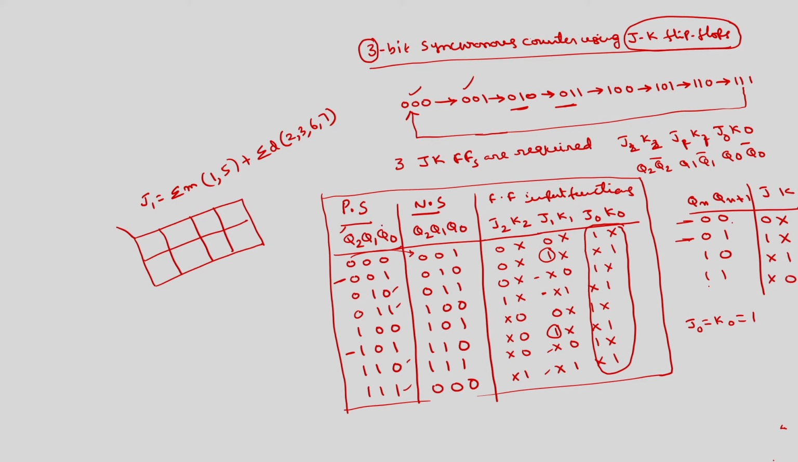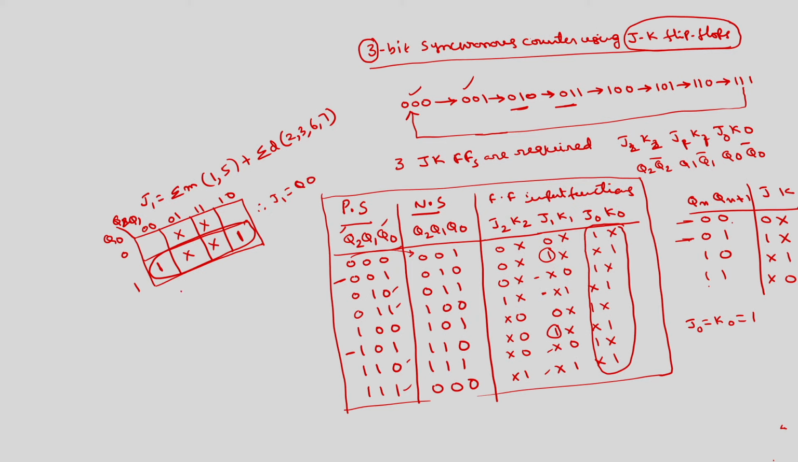This is Q2 MSB, Q0 LSB. So, Q2 Q1 Q0, 00, 01, 11, 10, and 0, 1. So, min terms are 1, that is 001, this is a min term, 5 is 101, this is a min term. Do not cares are 010, which is 2, 011, which is 3, 6 is 110, 7 is 111. So, this is one 4 box combination. Therefore, the value of J1 is equal to simply Q0.